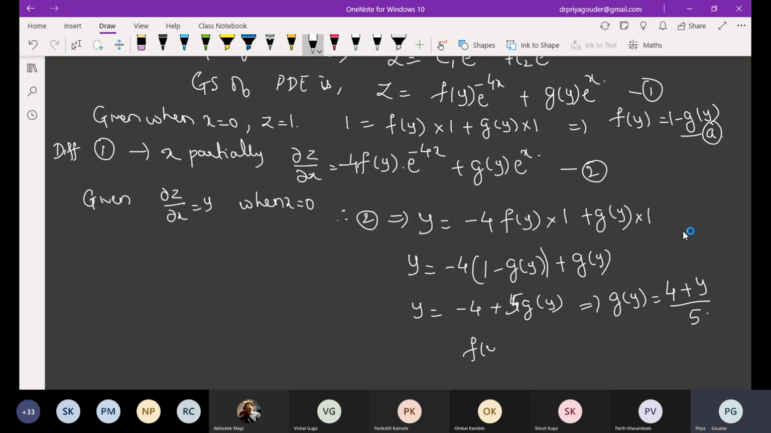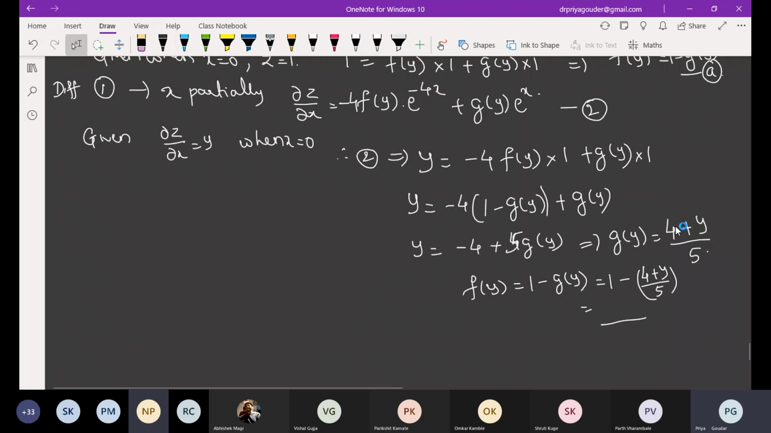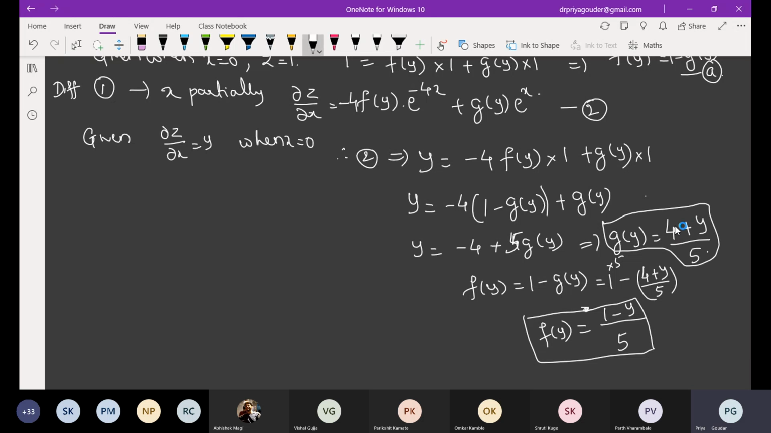And what is f of y then? f of y is 1 minus g of y. So it is 1 minus 4 plus y divided by 5. The LCM is 5. Multiply by 5 here. 5 minus 4 is 1, so 1 minus y, divided by 5. Both are functions of y, no need to worry. If you were getting a function of x, then you would have to go back and check. These values are to be substituted in equation 1.